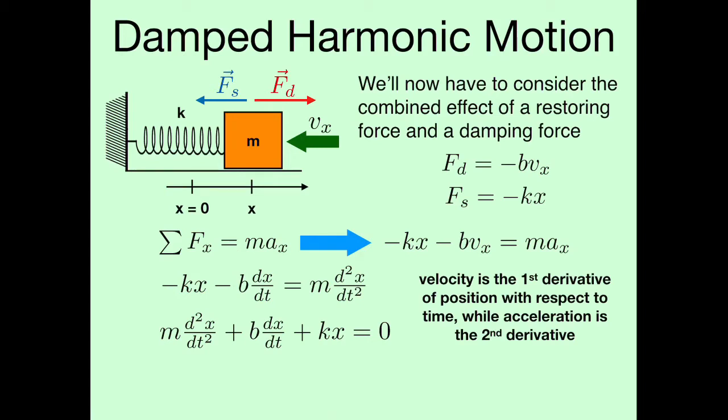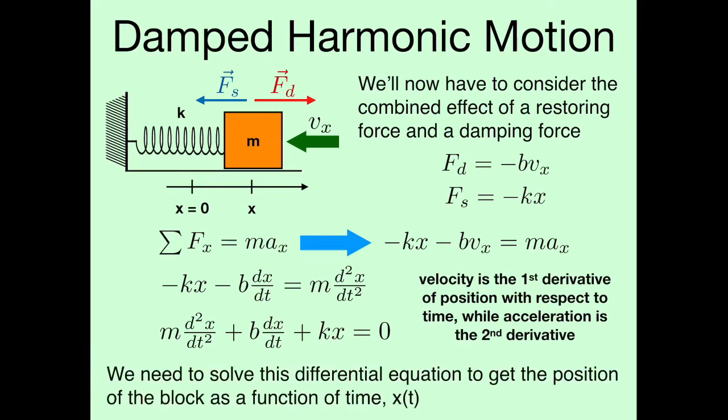And so what we get is m times the second derivative of x with respect to time, plus b times the first derivative of x with respect to time, plus k times x is equal to 0. And this is the differential equation that we need to solve if we want to find the position of the block as a function of time. So the differential equation has changed now that we have this damping force to account for in the equation.